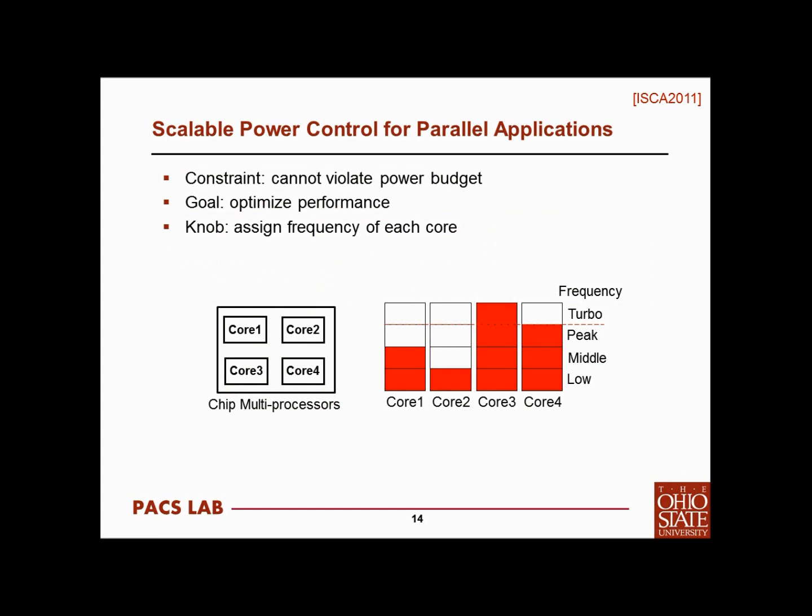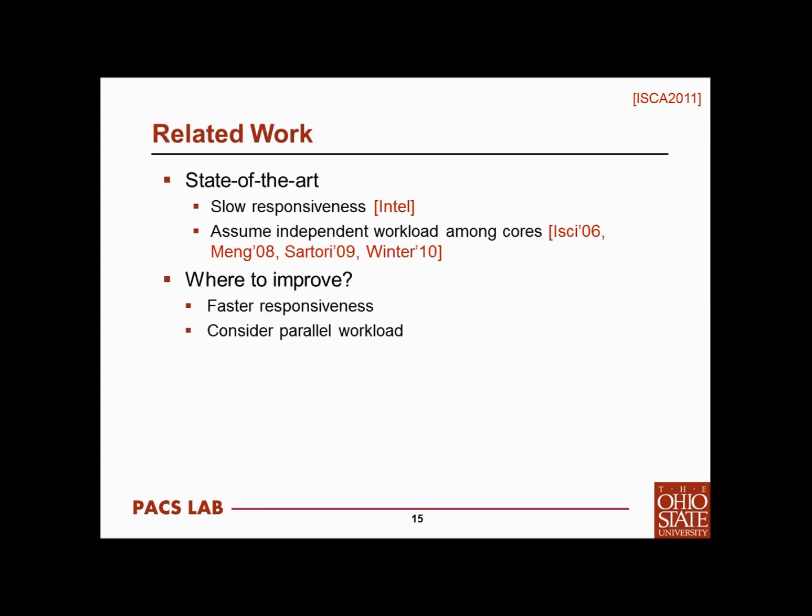For the scalable power control for parallel workload on multi-core processor project, we discuss how to assign the frequency of each core in a multi-core processor to control the power consumption of the system never going higher than a certain value. On that condition, we try to optimize the performance of the entire processor. There has been very nice work before this project.